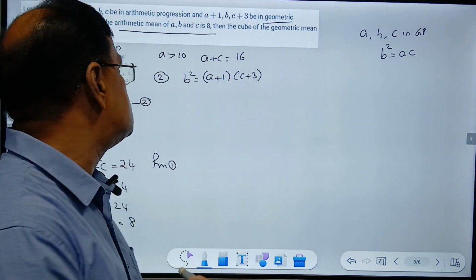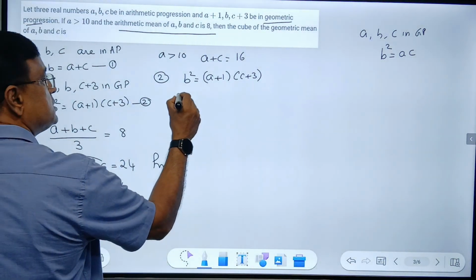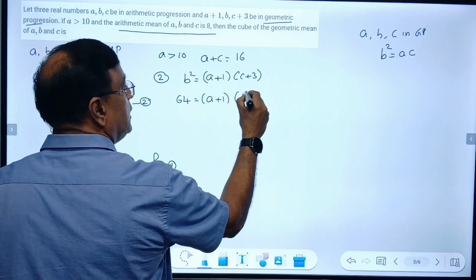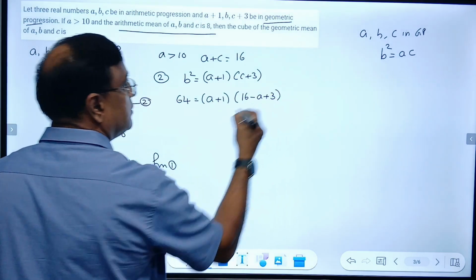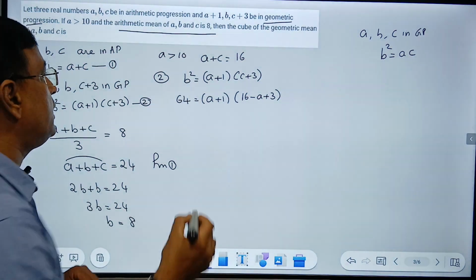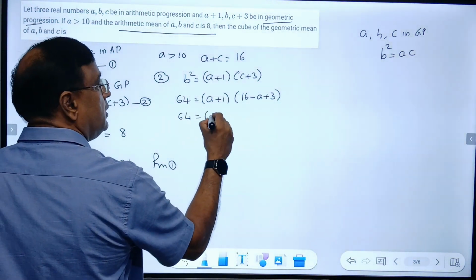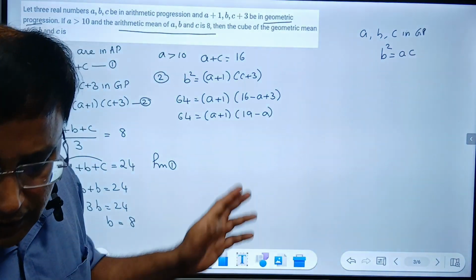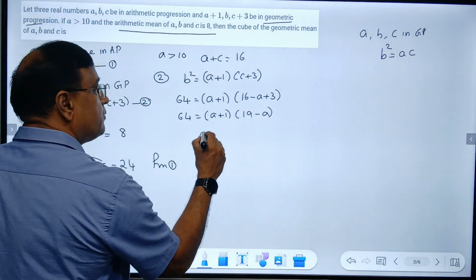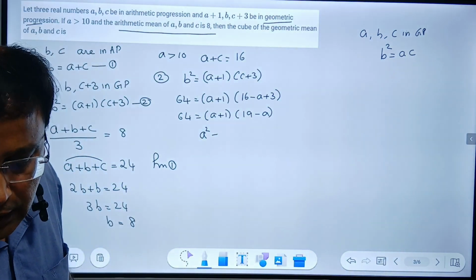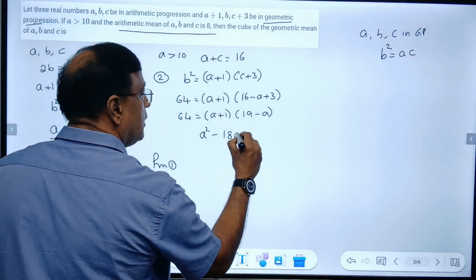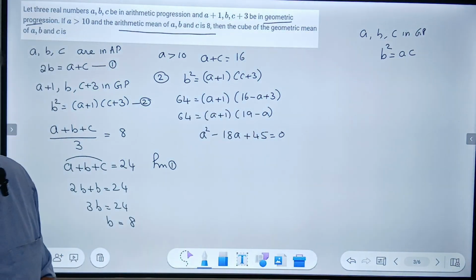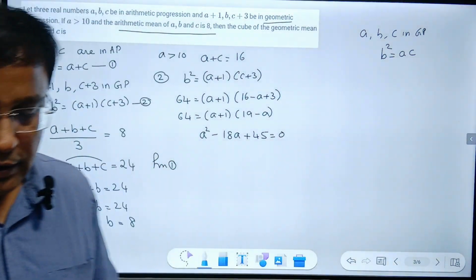Now, you just have to solve this. B square is 64, equal to A plus 1 into, what is my C? 16 minus A, plus 3. So you get a wonderful quadratic equation. 64 equal to A plus 1 into 19 minus A. If you open the bracket, I am not going to do that part. I will get A square minus 18A plus 45. I think that you can do. If you open the bracket and simplify, you will get A square minus 18A plus 45 equal to 0.